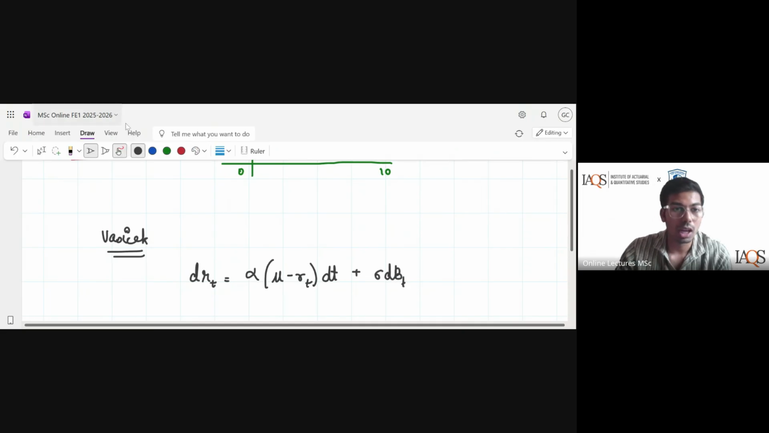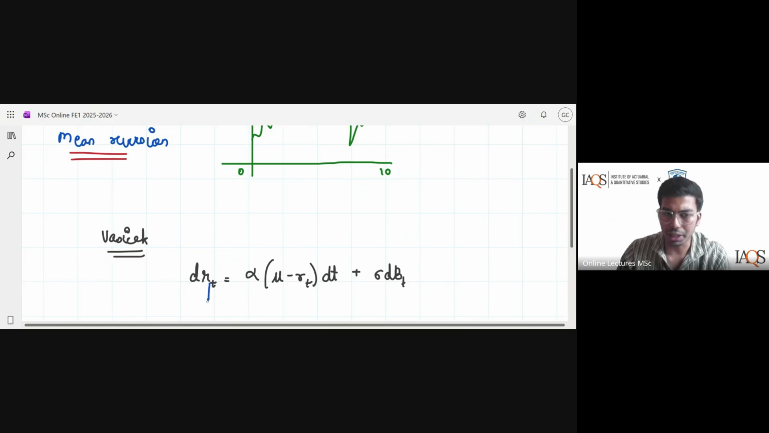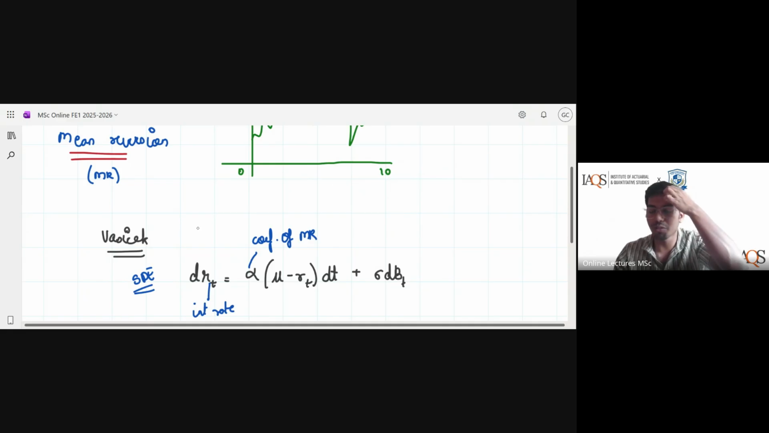Now, what do I mean? Rt is nothing but the interest rate that I'm predicting. This is the SDE form of that interest rate. Alpha is the coefficient of mean reversion. Let me just define it over here. Alpha is the coefficient of mean reversion. What this basically means is how fast is your mean reversion going to happen?